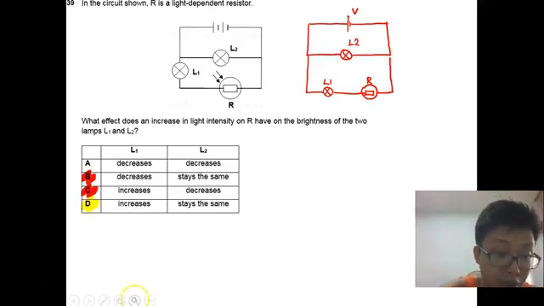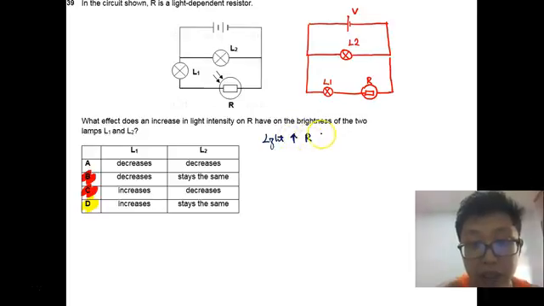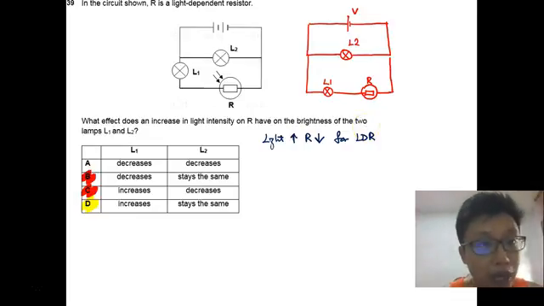Content knowledge wise, you should familiarize yourself with how the light dependent resistor changes with light intensity. For this LDR, if your light intensity increases, the resistance will actually decrease. The other piece of content knowledge you need is how voltage is shared in a parallel connection and a series connection.